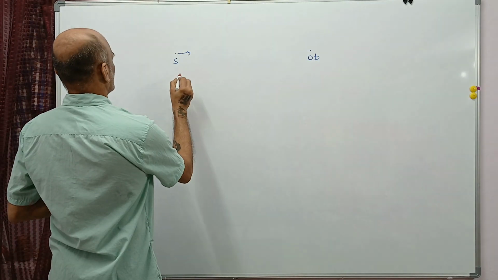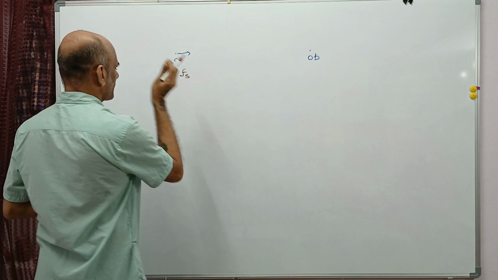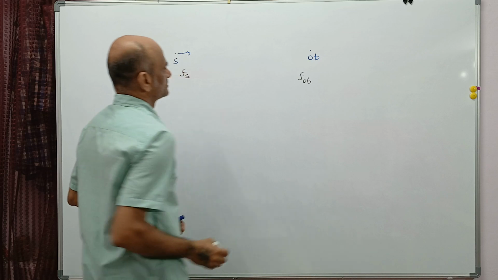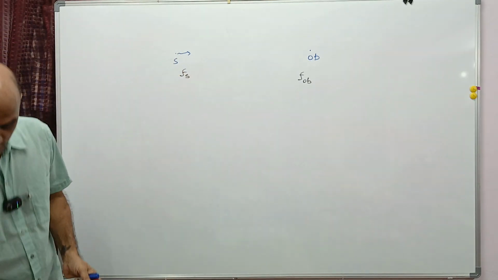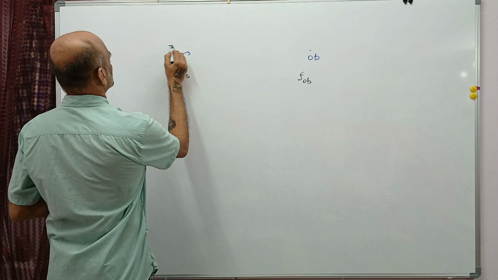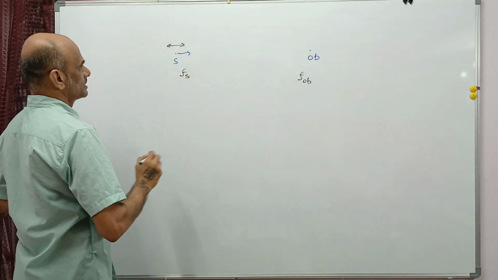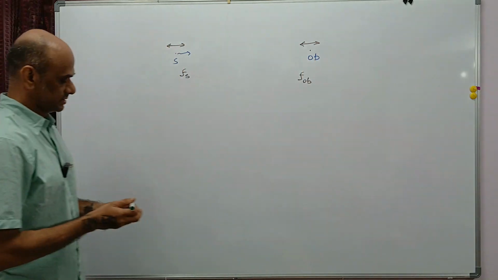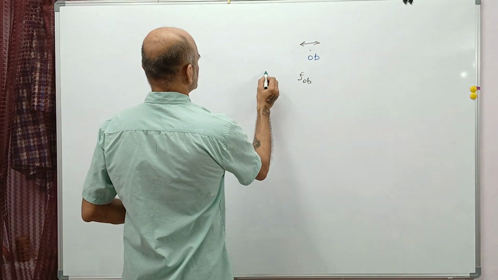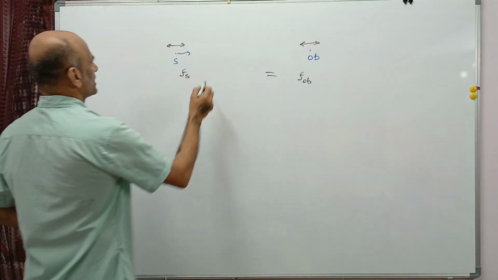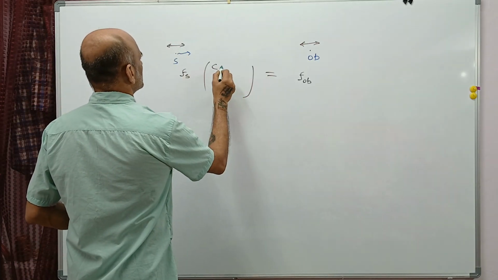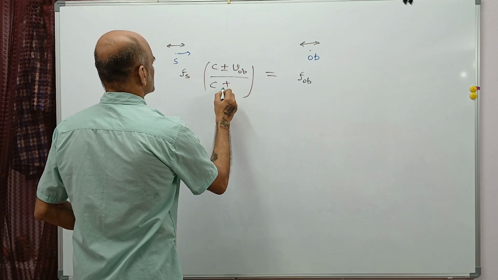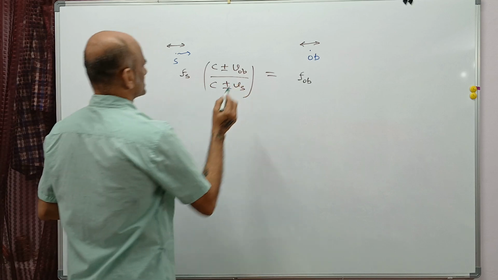Let the frequency of the sound that leaves the source be Fs, and let the frequency of the sound as it reaches the observer be FOB. The source can move either towards or away from the observer. Similarly, the observer can move towards the source or away from the source. So the observed frequency is related to the source frequency by a factor: C plus or minus velocity of observer divided by C plus or minus velocity of the source Vs.